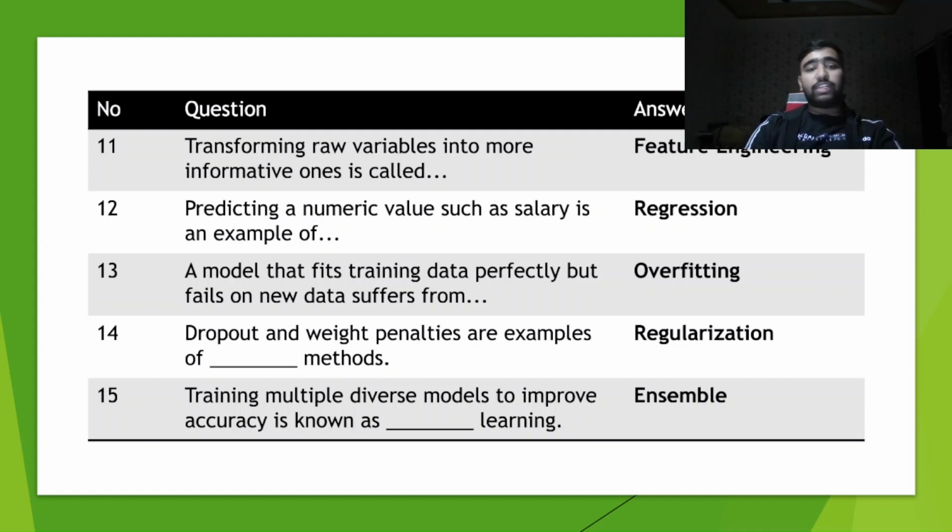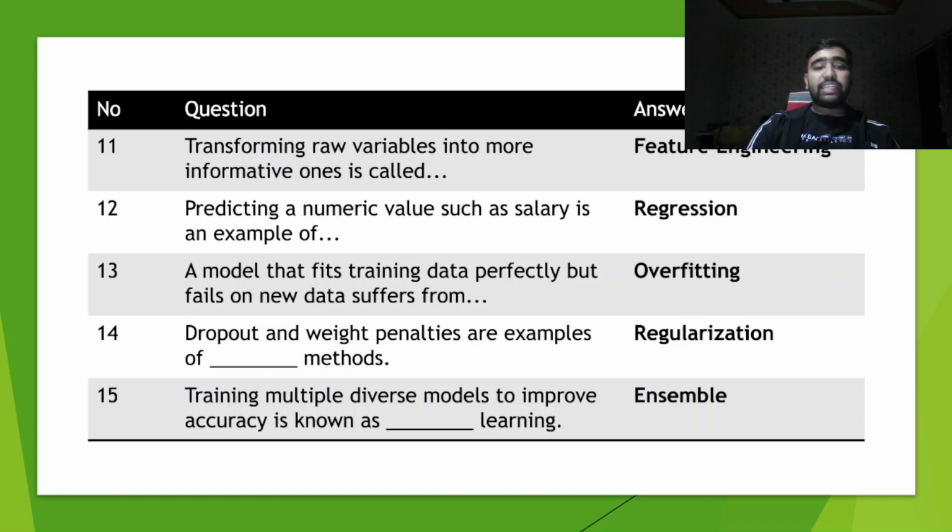A model that fits training data perfectly but fails on new data suffers from overfitting. Overfitting occurs when our model learns too much from the training data such that it also learns its noise and irrelevant details, which is why it fits perfectly on the training data, but it cannot make correct predictions on the testing data.